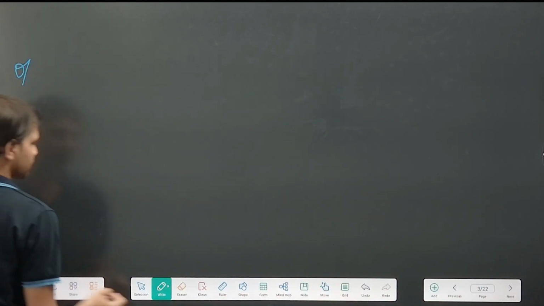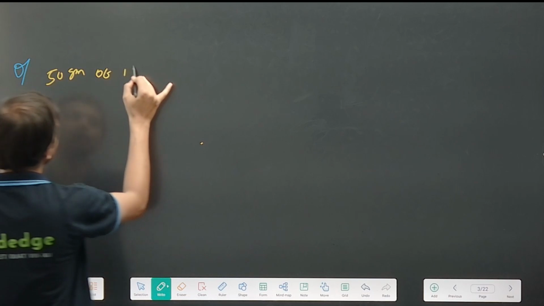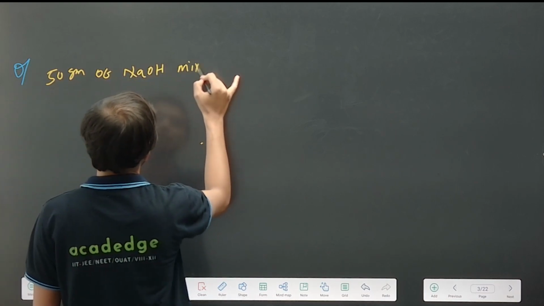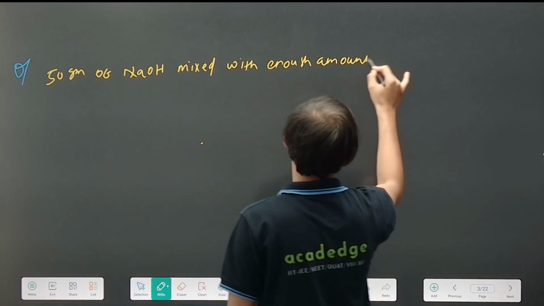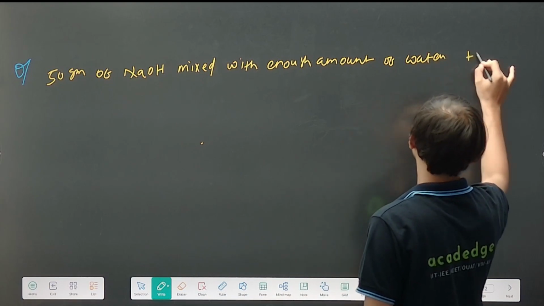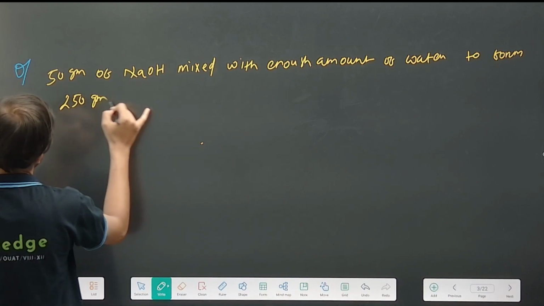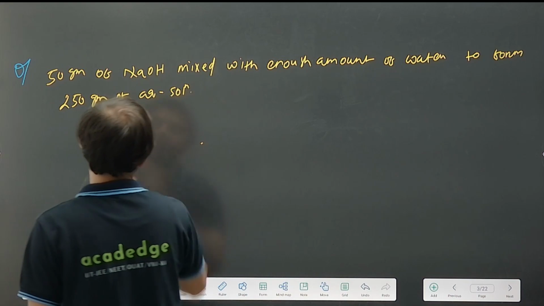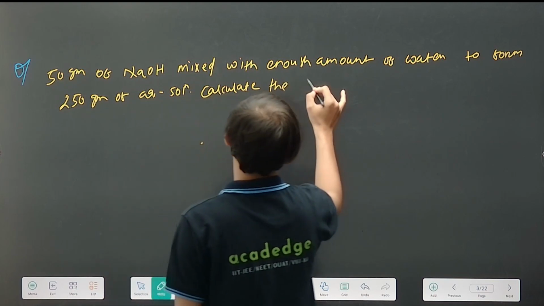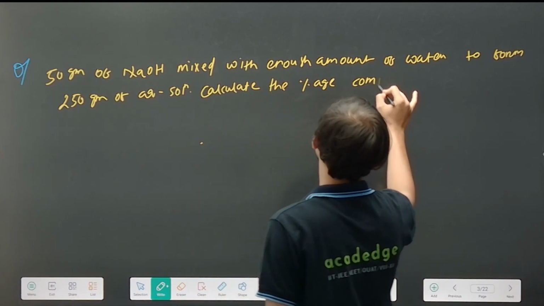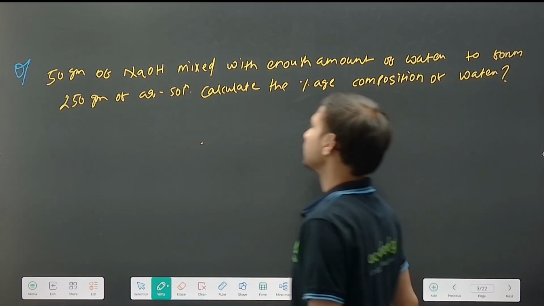So let us assume a question like: suppose 50 gram of sodium hydroxide is mixed with enough amount of water to form 250 gram of aqueous solution. And the question asked is, calculate the percentage composition of water.